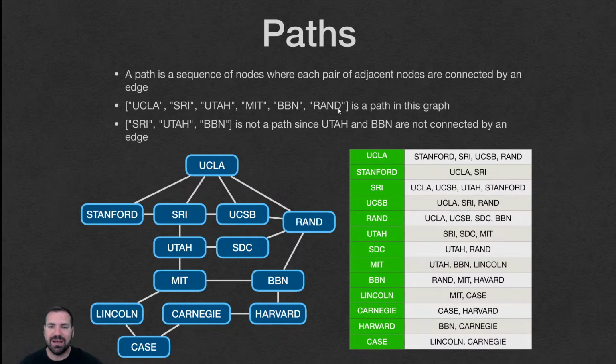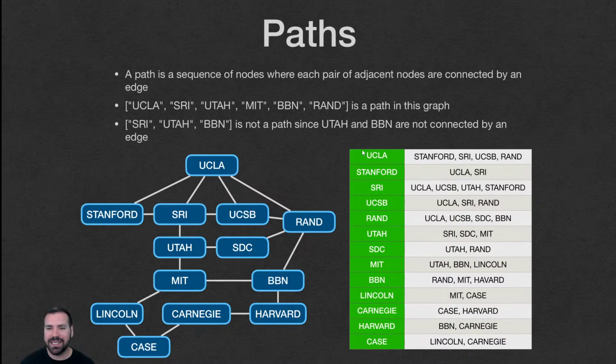So this is a path in the graph because UCLA, SRI are connected by an edge, Utah, MIT, BBN, RAND. This is a valid path in the graph because each pair of consecutive nodes is connected by an edge. So I can traverse this path with no issue. SRI, Utah, BBN is not a path. SRI to Utah, that's fine, but Utah to BBN, there's no edge connecting these two, so this is not a valid path.